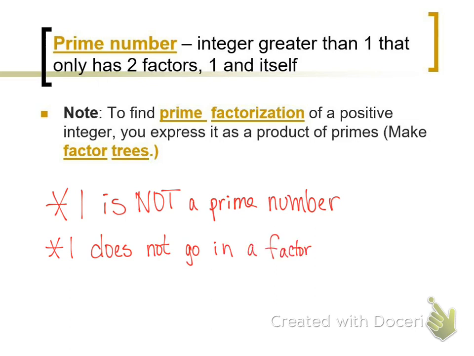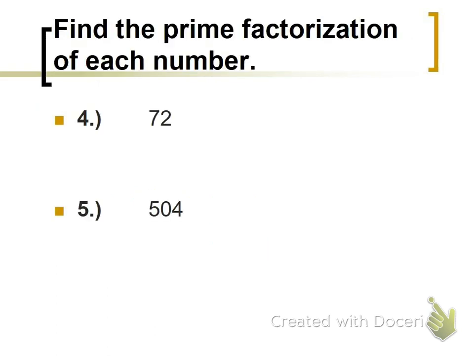Which, if you're not familiar with factor trees, we'll talk about those on the next slide. So 1 is not a prime number. You will never write a 1 in a factor tree. Anybody need more time on this slide? Okay. So we need to find the prime factorization of each number. I will do them one at a time, so I've got a little bit of space to write.